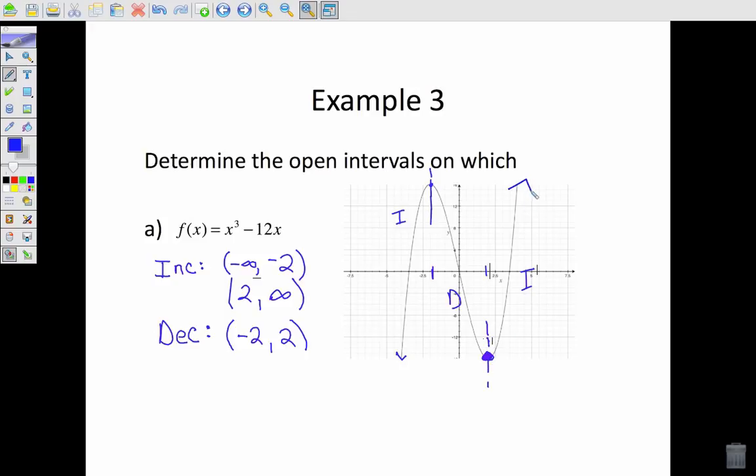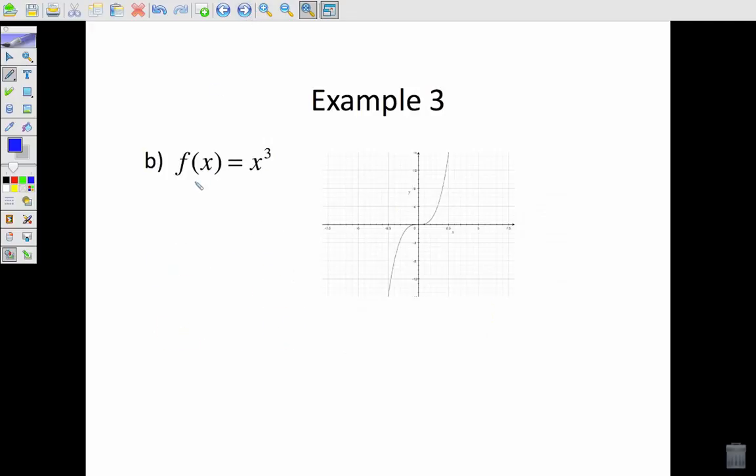So we can use this vertex right here as a change where it goes back to increasing again. Okay, that's showing and using your vertices, the max and min points, to figure out the intervals at which your graph is increasing and decreasing.